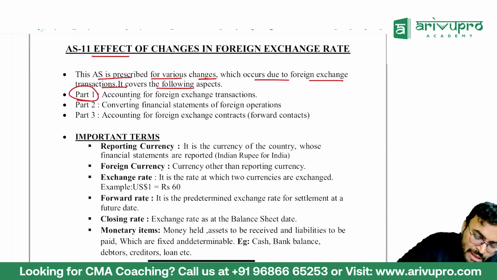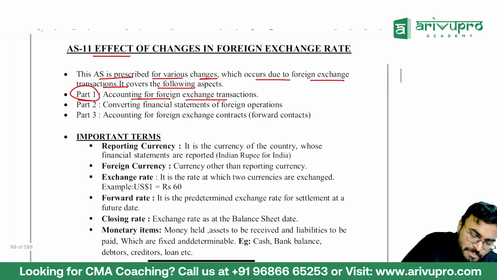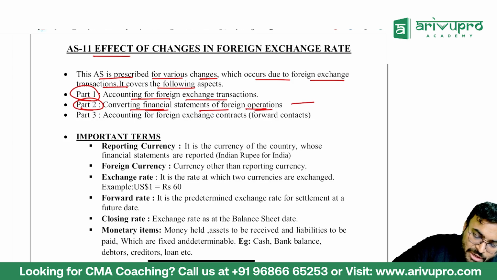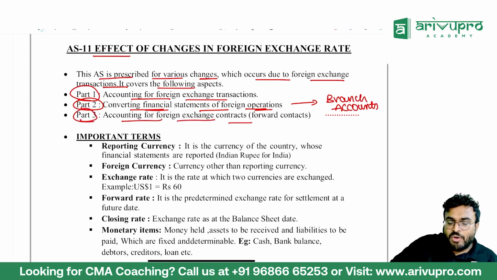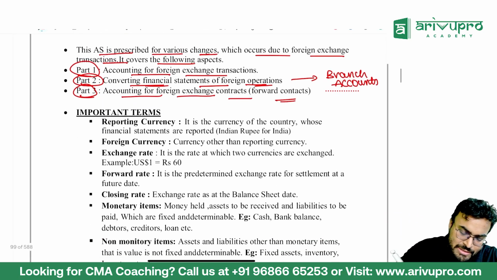Part 1, accounting for foreign exchange transactions. We are going to cover the foreign exchange transactions. Part 2, converting financial statements of foreign operations. This was there in branch accounts. Then part 3, accounting for foreign exchange contracts, forward contracts. If you have some forward contracts, that time you are going to worry about AS11. We'll discuss what it is.